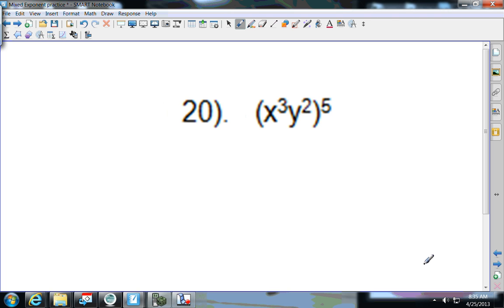There's the next one. Pause the video and try this one. On this one, I've got a base of x, 3 to the 5th power. So I take 3 times 5, which is 15. Then I have y, 2 to the 5th power. 2 times 5 is 10. This would be your answer.